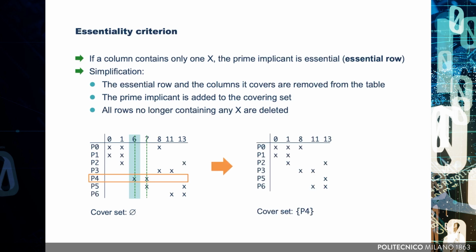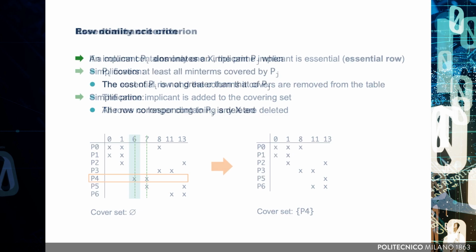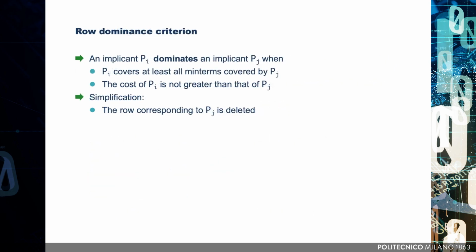As you can see, no further rows need to be removed in this step. Each remaining row still contains at least one X. According to the row dominance criterion, a prime implicant Pi dominates another prime implicant Pj if Pi covers at least all the minterms covered by Pj, and the cost of Pi is less than or equal to the cost of Pj. What does this mean in practice?